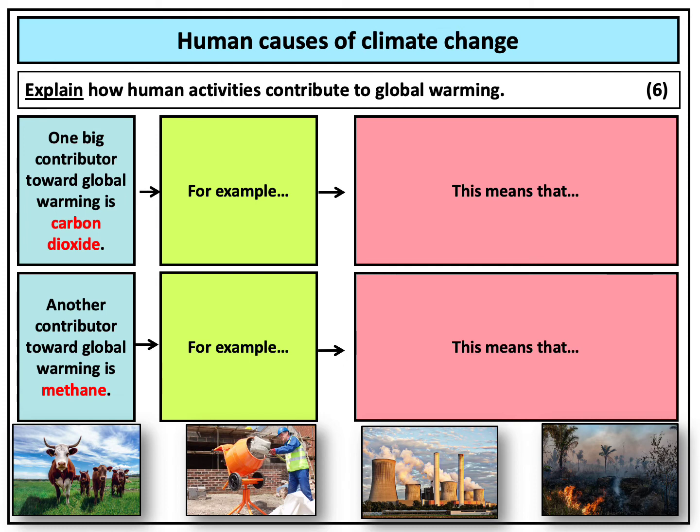So for the first one, I would like you to talk about how we emit carbon dioxide, and another one is how humans emit methane. So your for example part, you are going to include a fact or figure, and you are going to, in the pink box, link that back to the question. So how exactly does that contribute to global warming? So please pause the video and then I will go through it.